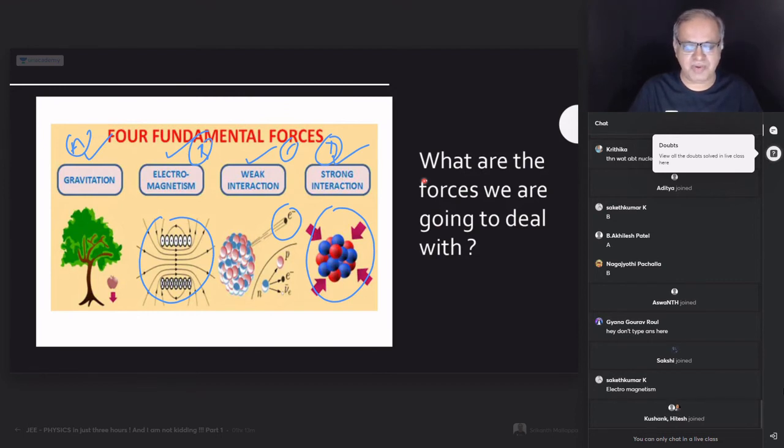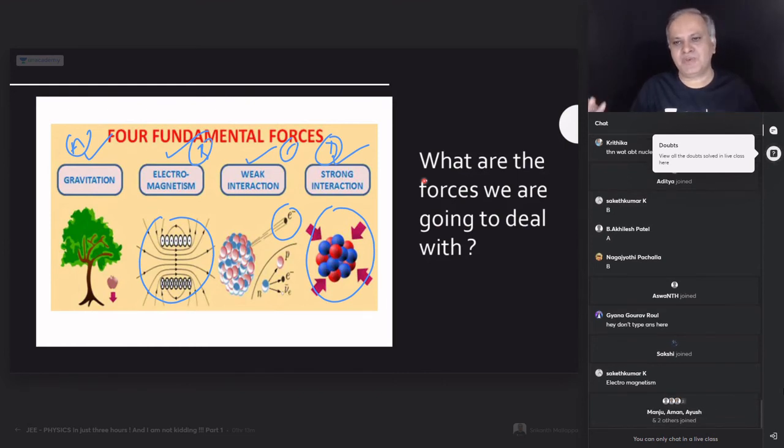Yes, the most common force is electromagnetic force in our daily life. Gravitational force is very important. We are stuck to the earth because of gravitation, but gravitation becomes significant only between you and earth. Between me and you, gravitation force is almost insignificant, children.